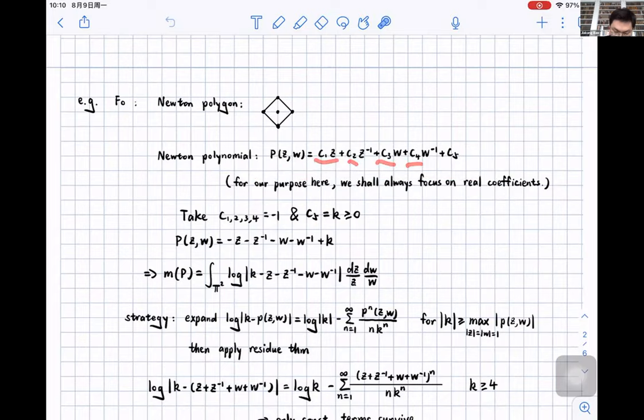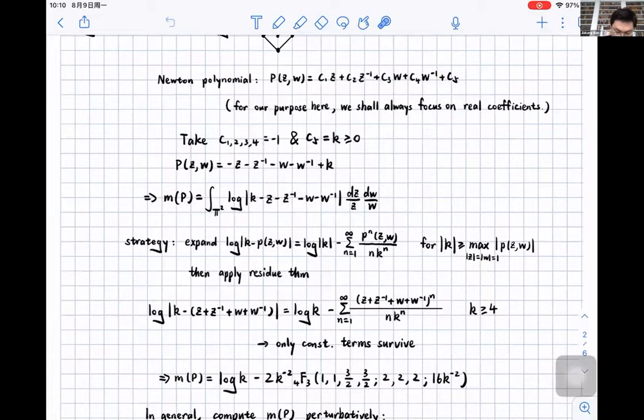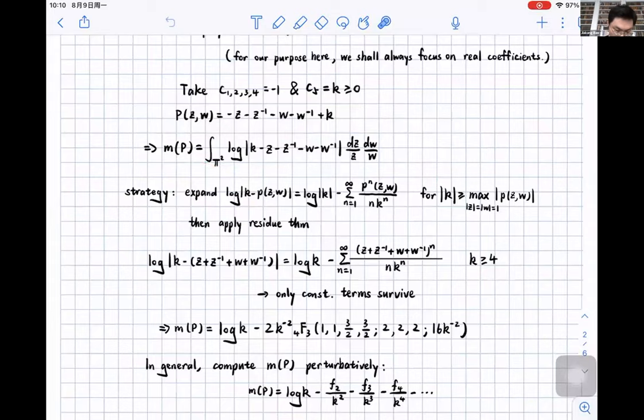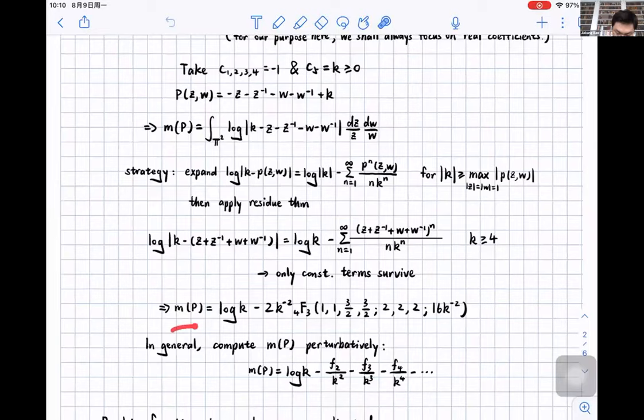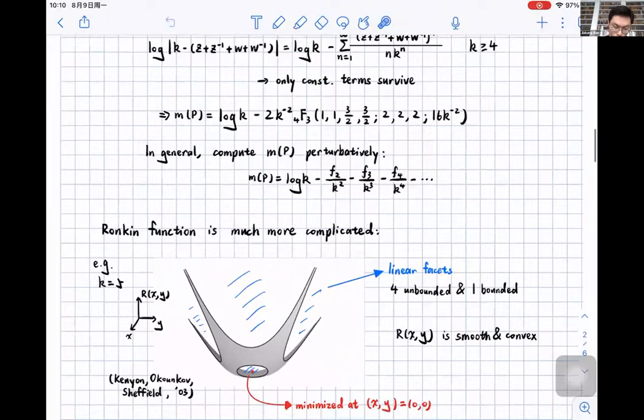And we can write the Mahler measure like this. Our strategy to compute this integral would just be to expand this log integrand and then apply the residue theorem. Since we have z and w in the denominator, only the constant term will contribute. And in the end, we find the Mahler measure looks like this. But in general, we may not have such a compact form, and we'll just do it perturbatively, order by order. However, the Ronkin function is much more complicated.